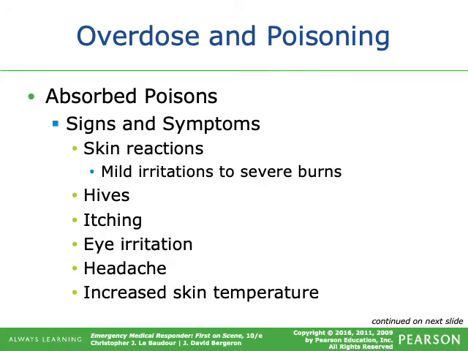Alright, so absorbed poisons are going to come through the skin, through a transdermal route generally. You may see some skin reactions, mild irritations, or up to severe burns. You may see hives, itching, eye irritation. Patient may present with a headache or increased skin temperature.